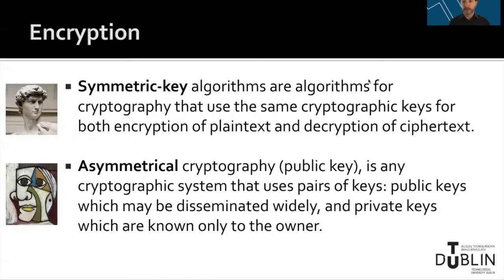So there's a couple of kinds of encryption. Symmetric key encryption are cryptography algorithms that use the same cryptographic key for both encryption of plain text and decryption of cipher text. So that means that if you know how to encrypt, you know how to decrypt, so you know everything.